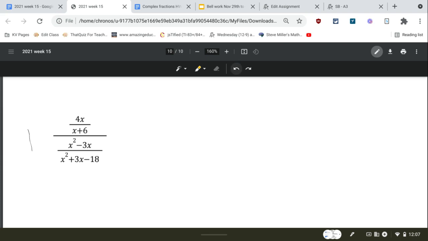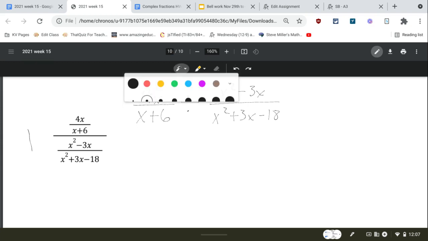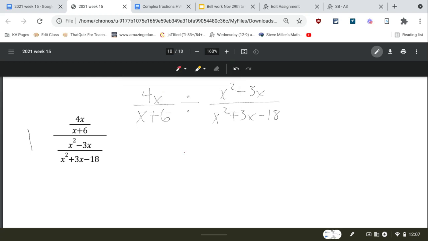So the first thing I'm going to do is rewrite it as a big old division problem. So 4x over x plus 6, all of that is being divided by x squared minus 3x over x squared plus 3x minus 18. What I need to do here is rewrite these two expressions on the right-hand side in factored form. That way I'm able to cancel common factors, or cancel like factors.